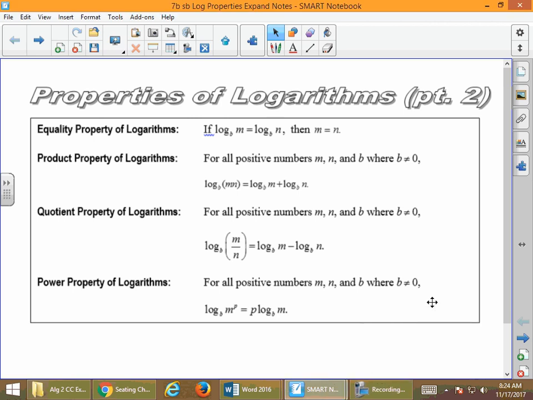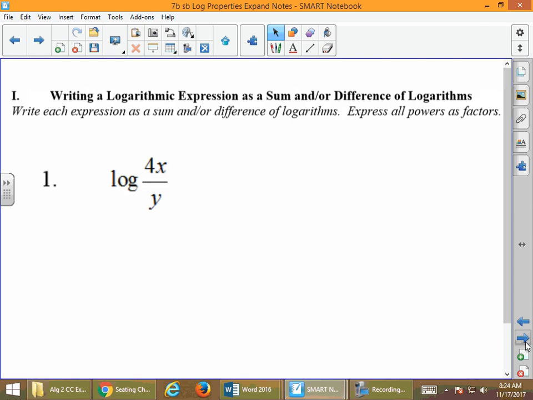So we're going to look at properties of logarithms part 2 today. And what we see first on our notes are the same properties that we saw yesterday. The difference from part 1 to part 2 is we're going to go the other direction. Yesterday we condensed, today we're going to expand. Same properties, referring back to the same properties.